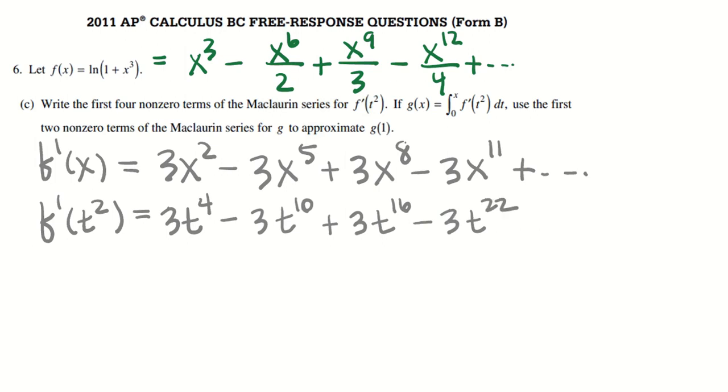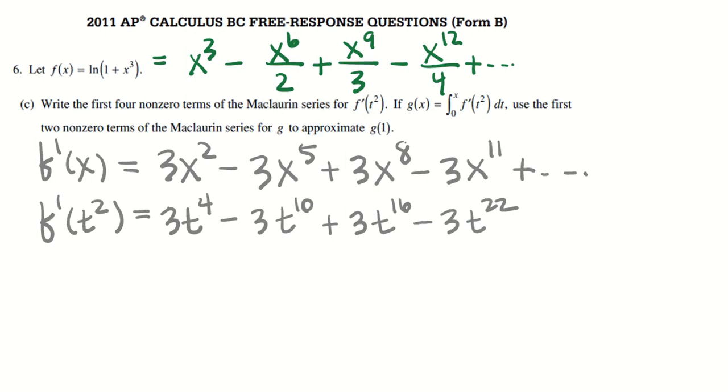All right? Use the first 2 non-zero terms of the Maclaurin series for g to approximate g of 1. Okay, well, g is an antiderivative of f prime of t squared. Okay, probably best we don't try to figure out what it is explicitly in terms of f. I don't know that you actually can write down a formula for it in terms of f. But g is going to be an antiderivative for f with respect to x, and we're going to use the first 2 non-zero terms of the Maclaurin series for g.